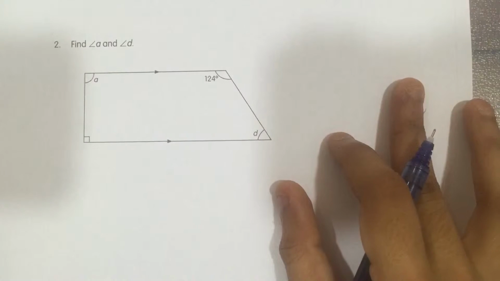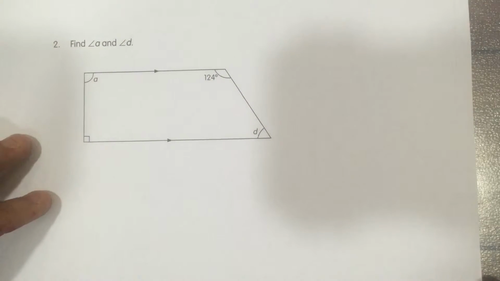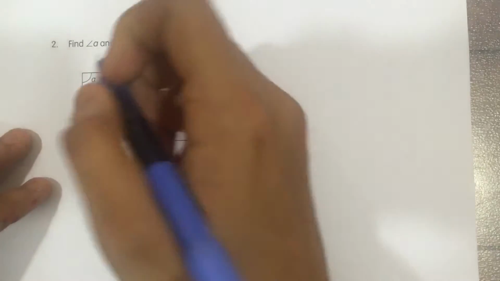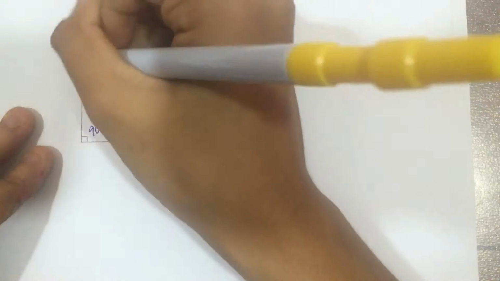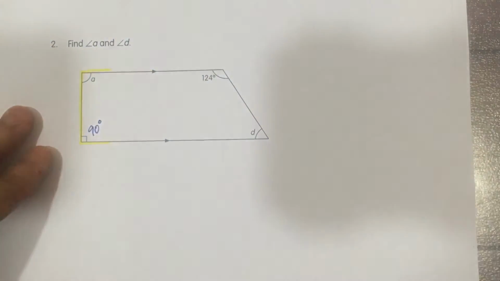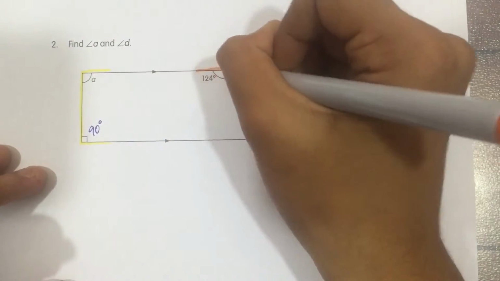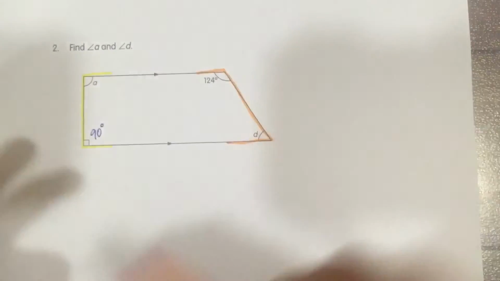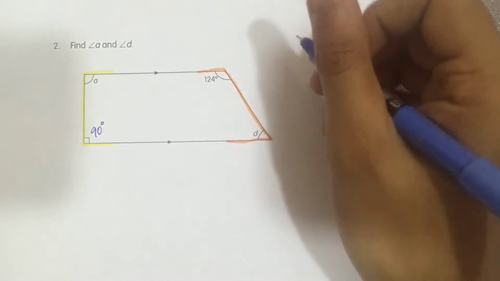Next, question 2. Find angle A and D. So this is 90 degrees. Again, angles in between two parallel lines add up to 180 degrees. Same thing on this side. We have two parallel lines, and in between, the angles in between add up to 180 degrees.